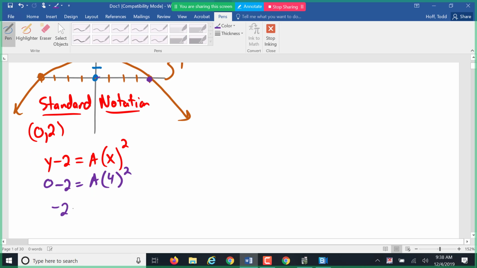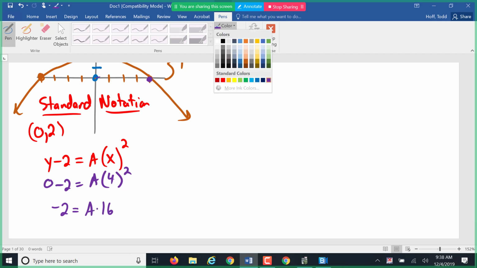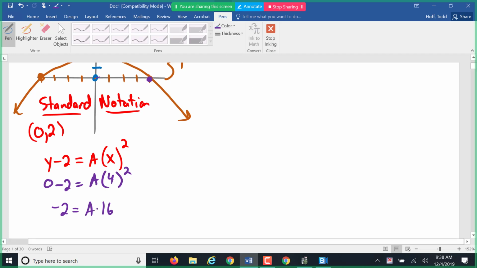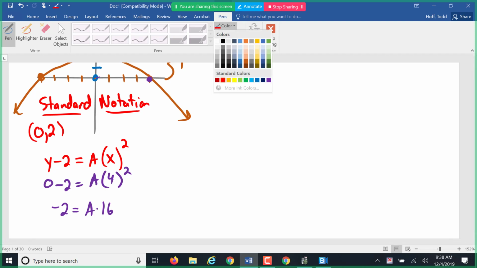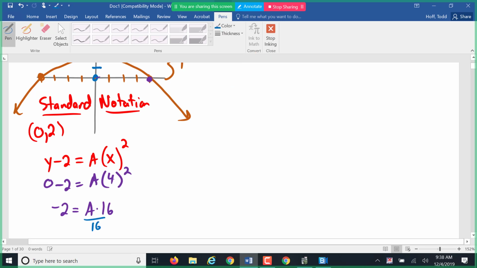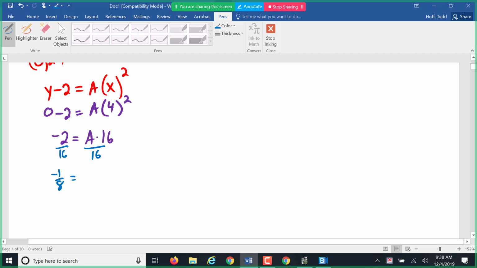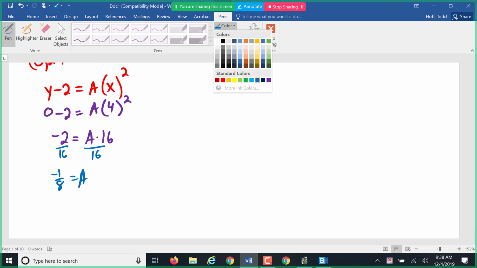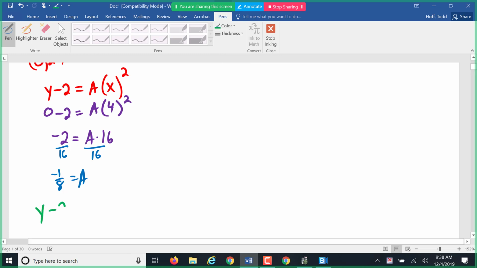0 minus 2 is a negative 2. 4 squared is 16. Well, a times 16 has to equal negative 2. So I need to solve for a by dividing by 16. Negative 2 divided by 16 is a negative 1/8 equals a. So that's telling us our equation here is y minus 2 equals negative 1/8 times x minus 0, or just x, squared. There's our standard form of the equation for that parabola.